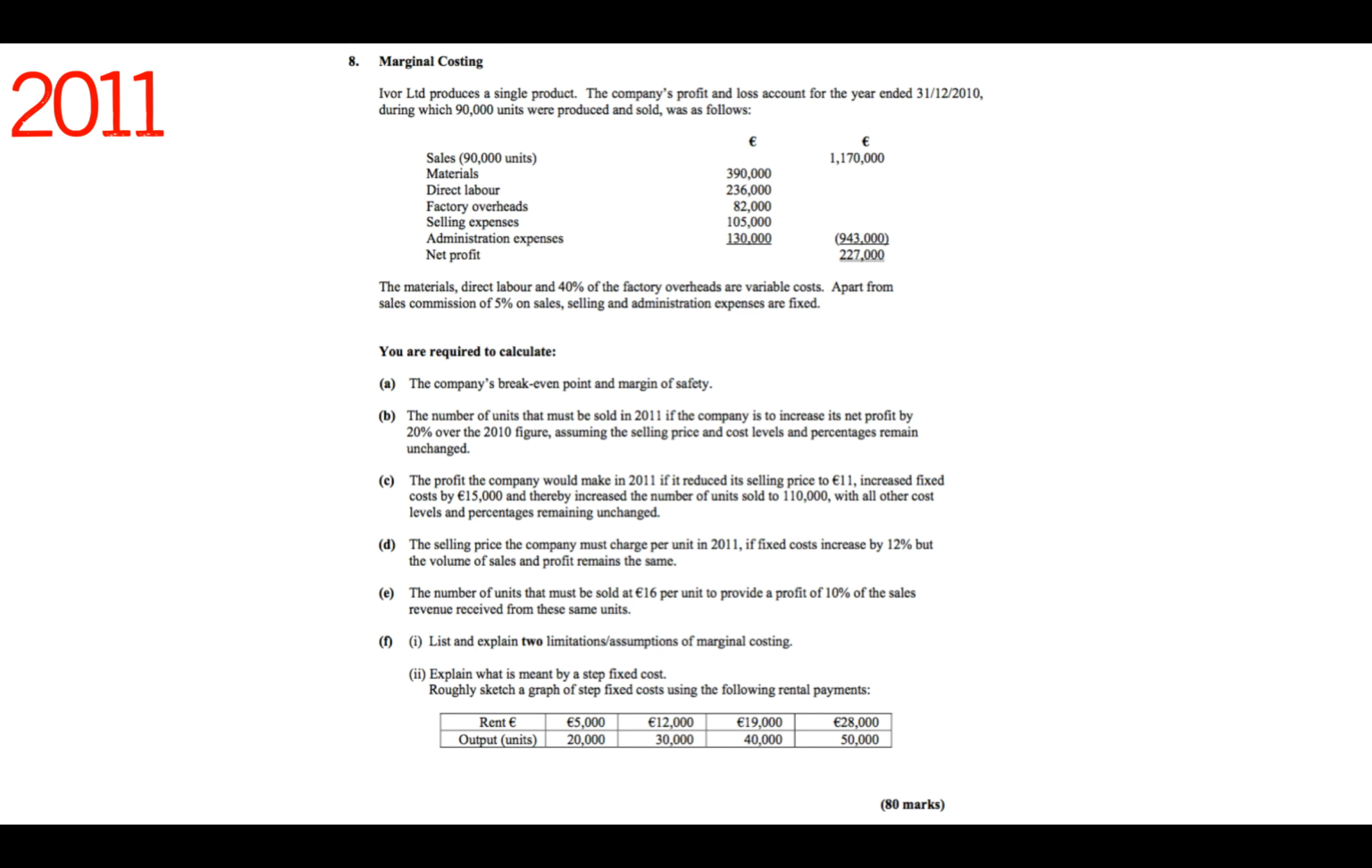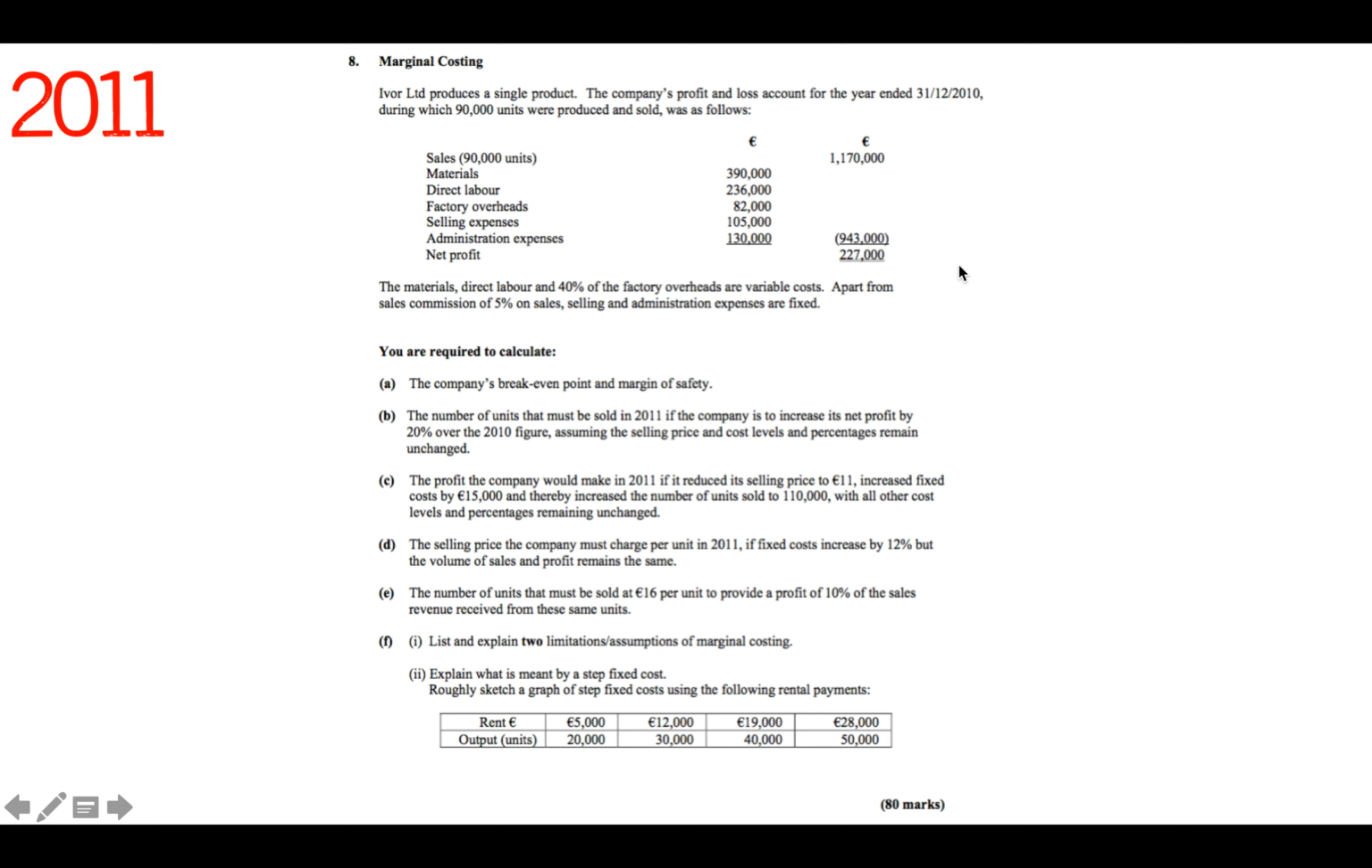Materials, 390,000. Direct labour, 236,000. Factory overheads, 82,000. Selling expenses, 105,000. Administration expenses, 130,000. So altogether there you have costs of 943,000. When we take that from our sales, we get net profit 227,000.